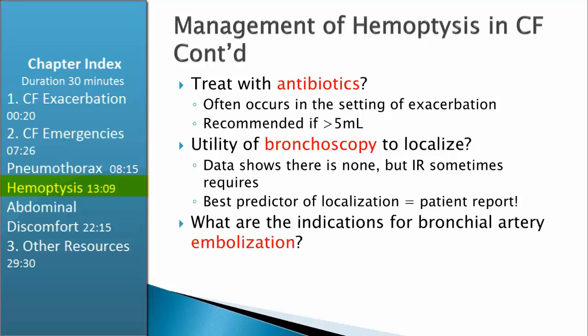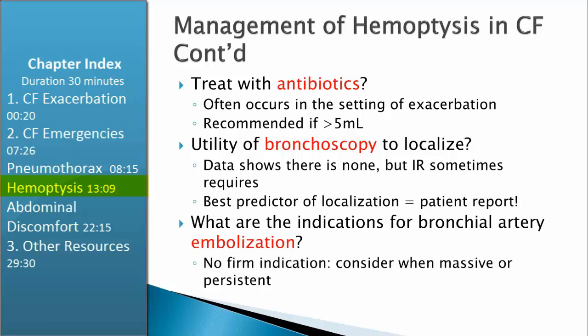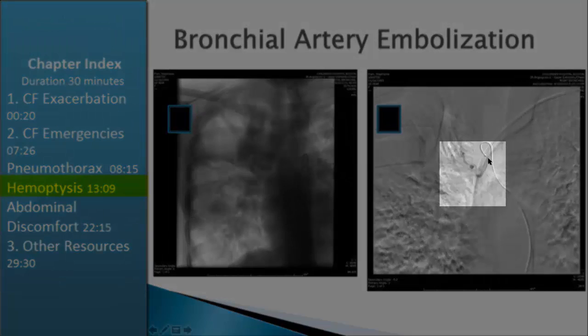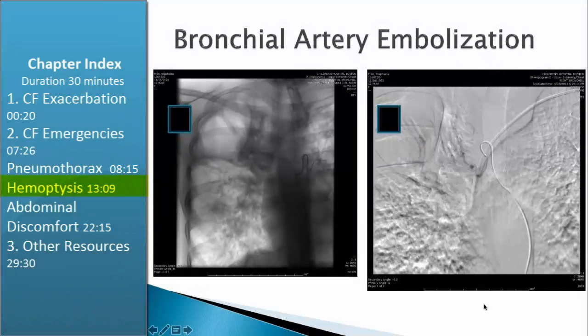What are the indications for bronchial artery embolization? So there's no firm indication. I think you consider this when it's massive or persistent. When we're getting towards 250 mLs, which is about a cup of blood, oftentimes our team will push for this. This is basically what it looks like. The patient will go to the IR suite and they'll see basically a flush, as you can see, of blood over here, and then they'll know what to coil.